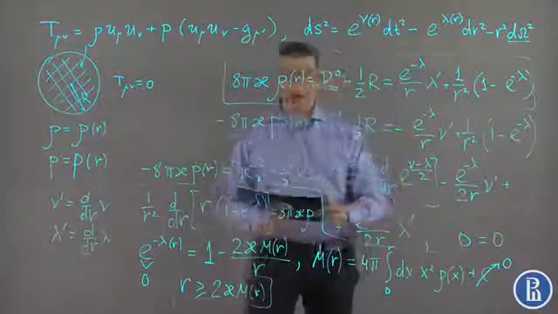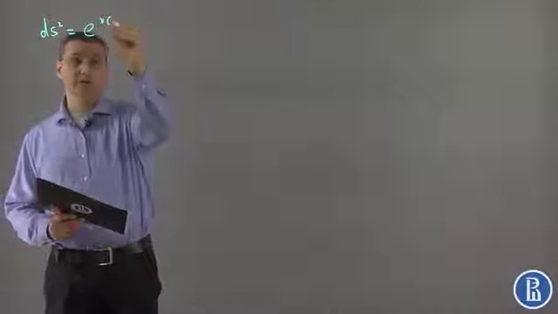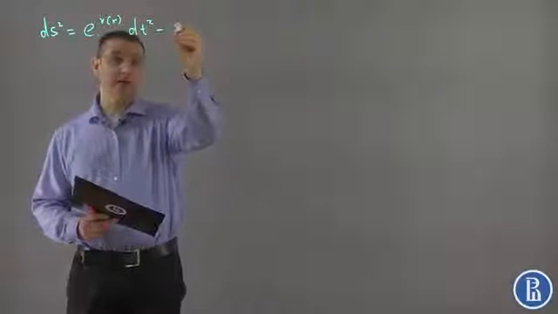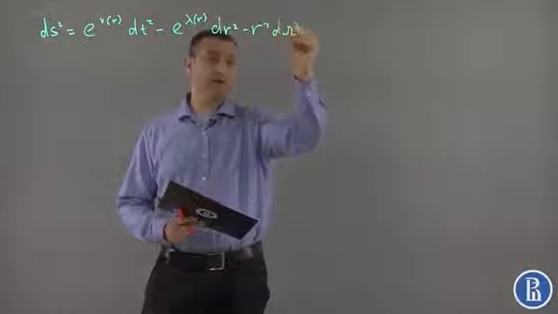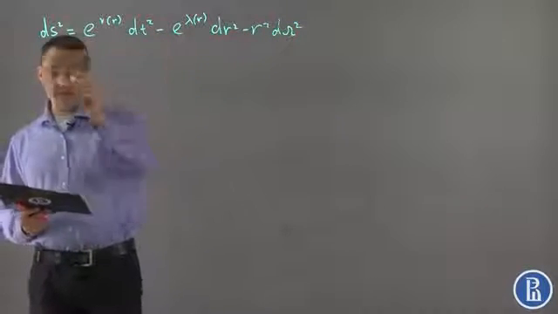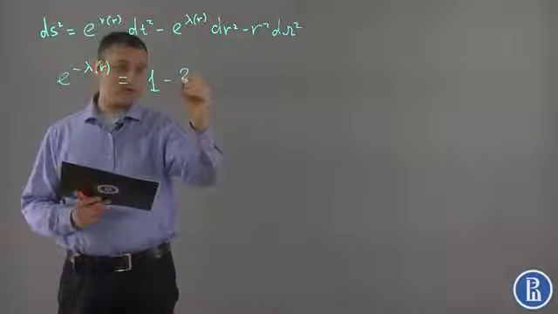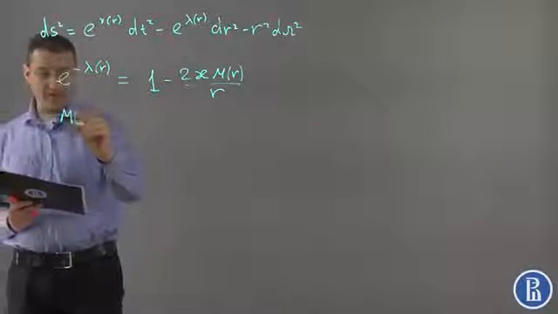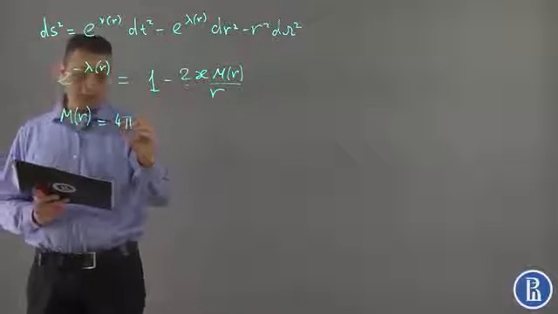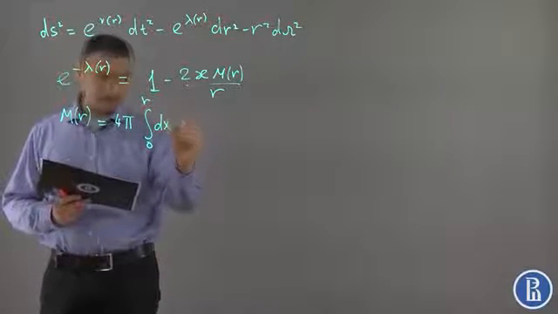And there are more restrictions that we're going to describe now. We are looking for the solution as follows: ν(r) dt² − λ(r) dr² − r² dΩ². And we already have found that this term, minus λ(r), is just 1 − 2κm(r)/r, where m(r) is 4π times the integral from 0 to r of dx x² ρ(x).